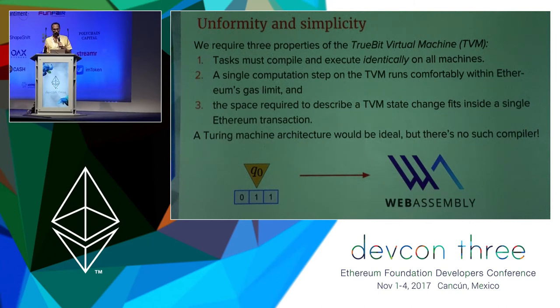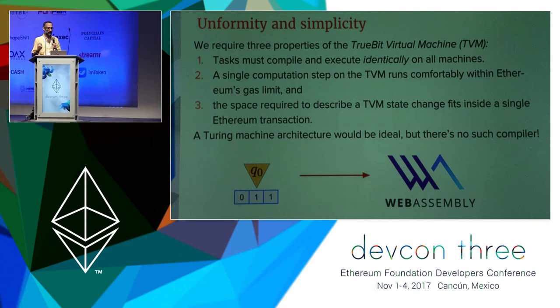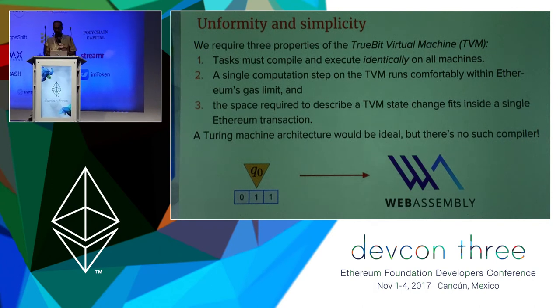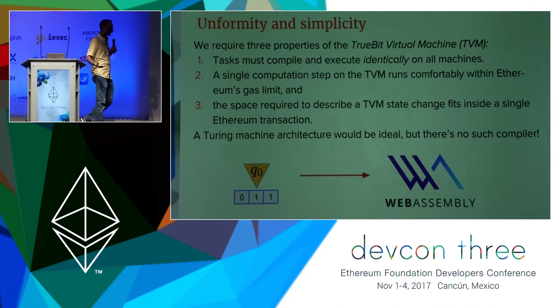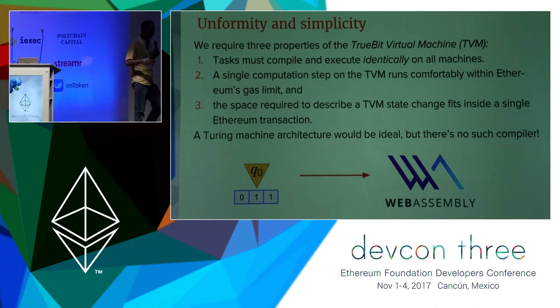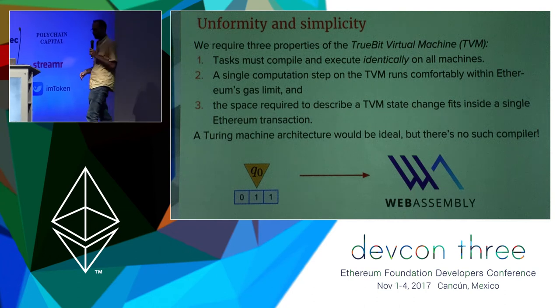So the TrueBit virtual machine, when I speak of the virtual machine, I mean specifically this new architecture that's partly off-chain, but also your on-chain stepper, which allows judges to participate in this mechanism. So as I mentioned before, the tasks have to compile and execute identically on all machines. Otherwise, there's no notion of step, and the judges can't really participate. So they all have to be the same.